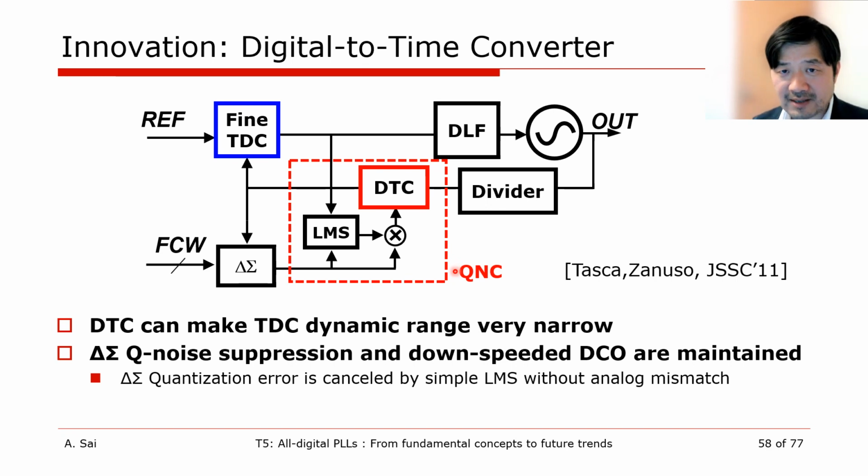The phase difference input to the TDC by the DTC is extremely narrowed from NiPi to the time resolution of the DTC. And high resolution TDC, such as linear delay line and time amplifier, can be used with low power. Benefits of the delta sigma quantization noise cancellation and downspeeded DCO output are still maintained.